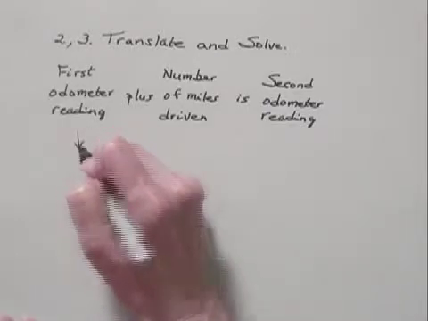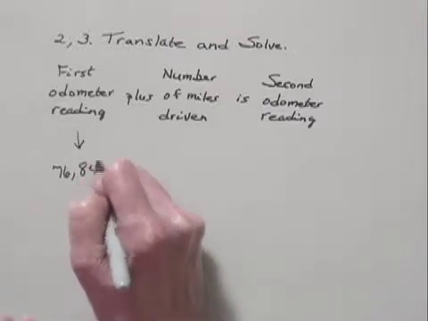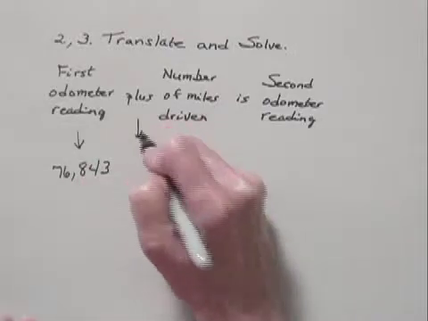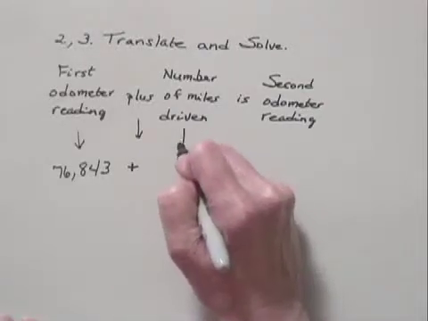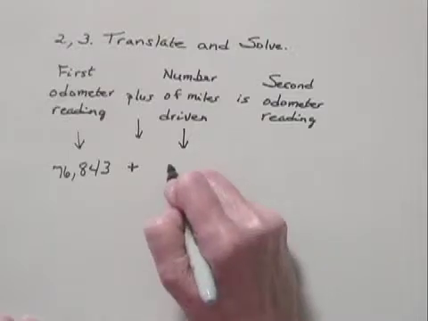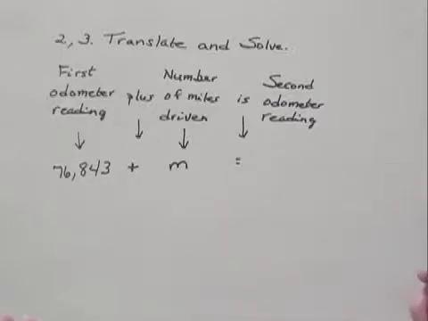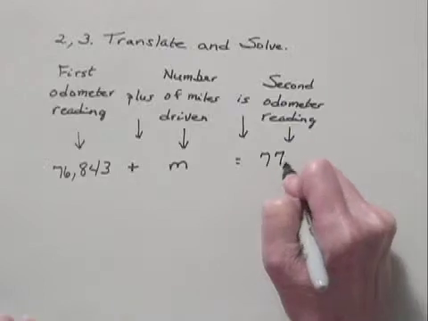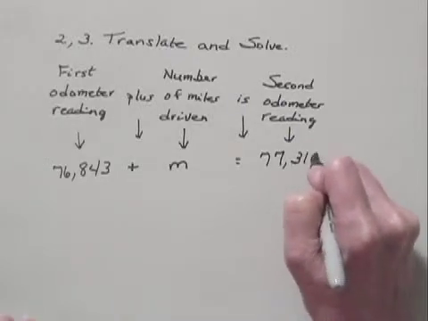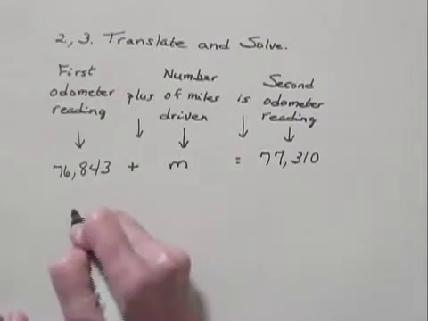We were told that the first odometer reading was 76,843 miles, plus just translates to the plus symbol. The number of miles driven is what we're trying to find, and we've called that m. Is translates to equals, and this would be the second odometer reading, which we were given in the statement of the problem, 77,310 miles.